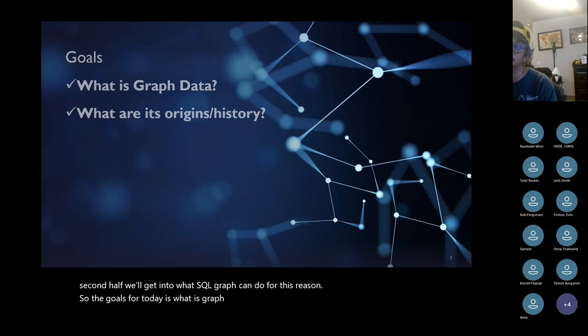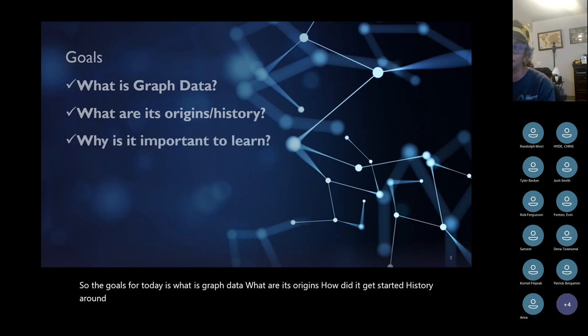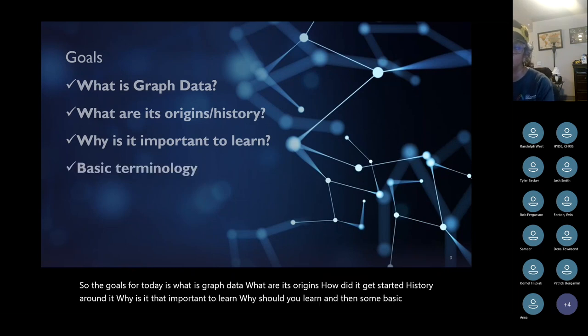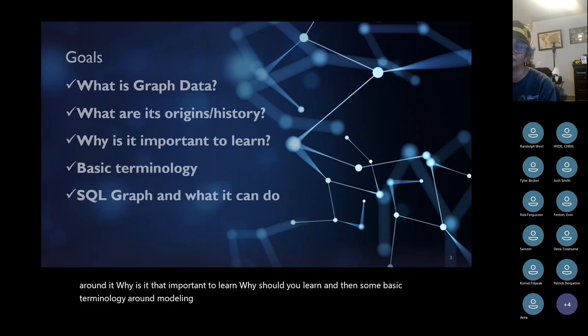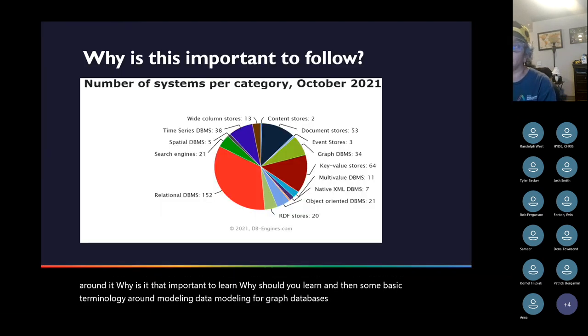What are its origins? How did it get started? History around it. Why is it that important to learn? Why should you learn? And then some basic terminology around modeling, data modeling for graph databases. Then SQL Graph and what it can do.